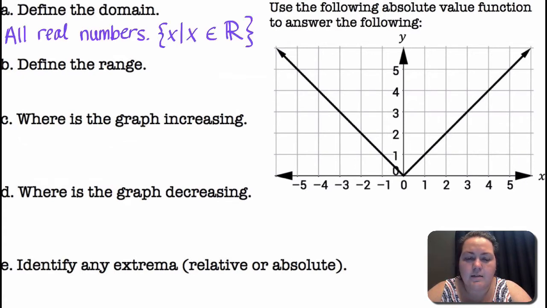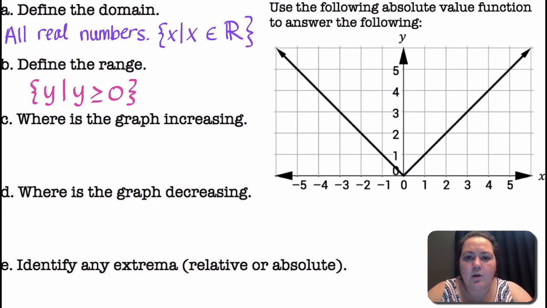And I write that as the set of x values, so x such that x is the set of real numbers. Define the range. Well, my range, my y values are everything that's 0 or above. It's going to keep on going up and up and up. So my y values are y such that y is greater than or equal to 0.